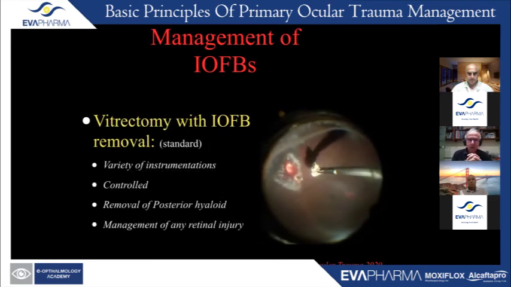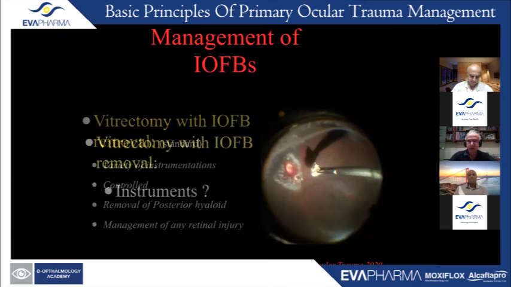What do we do? What is the standard treatment now, the management of foreign bodies? So the standard now is to do a vitrectomy with a removal of the intraocular foreign bodies. You have a variety of instruments to do that now. It's very controlled in most cases. You can remove the posterior hyaloid if you do the surgery properly. And if the patient has any retinal problems or any retinal injuries, you can deal with those injuries during the operation of removing the foreign body.